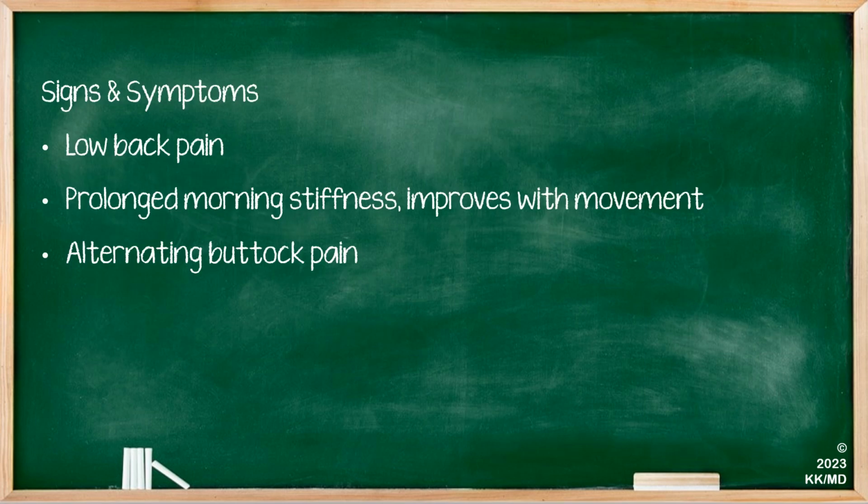The key signs and symptoms that we are looking for in a patient with suspected AxSpA are lower back pain, prolonged morning stiffness, which improves with movement, and alternating buttock pain. So it's really important to tease these symptoms out when taking a history.